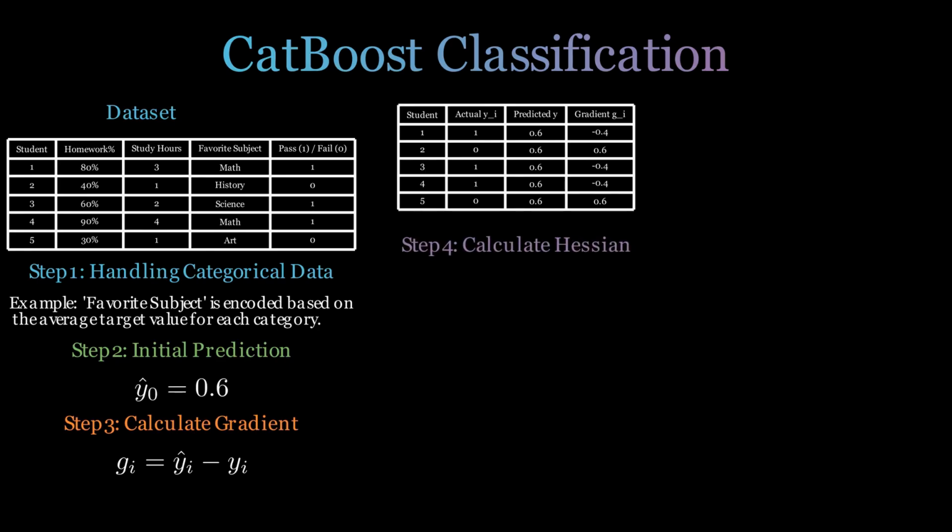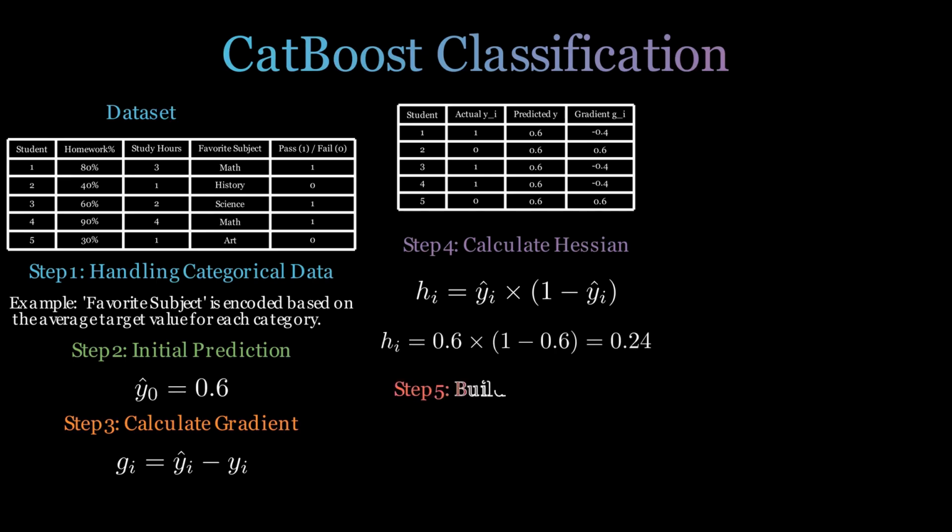The Hessian tells us how fast the error is changing. It helps us decide how big of a step to take when adjusting our predictions. Now, we build the first decision tree. The tree splits the data based on the features to reduce the error. CatBoost uses a symmetric tree structure, which helps in handling categorical features efficiently.